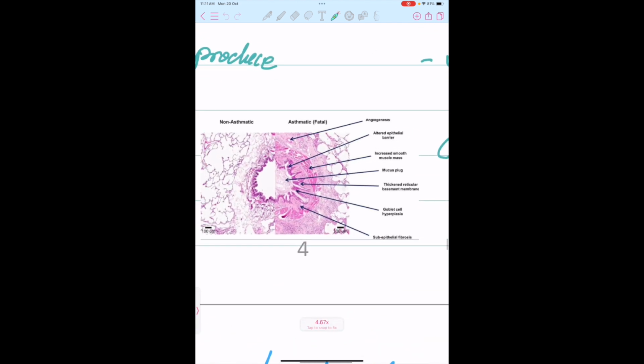What is this remodeling? We have angiogenesis, mucus plug, goblet cell hyperplasia, subendothelial fibrosis. This is the remodeled vessel.